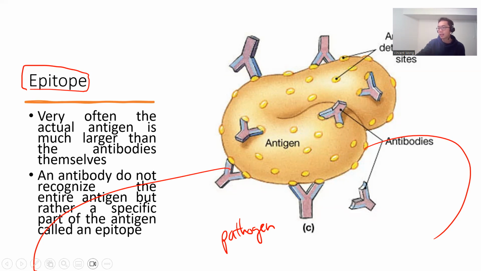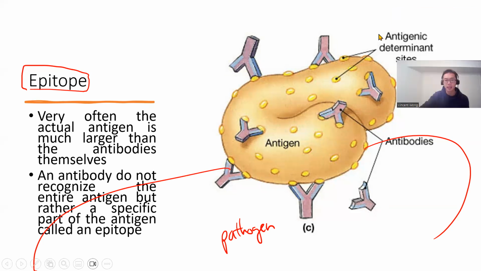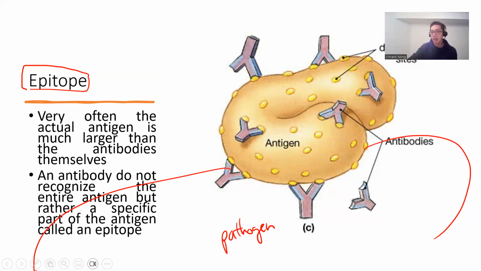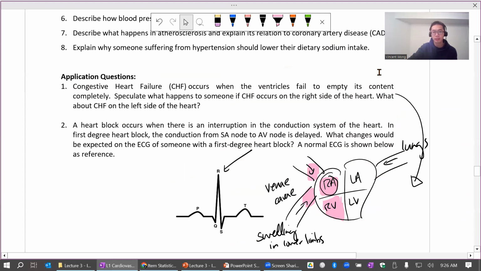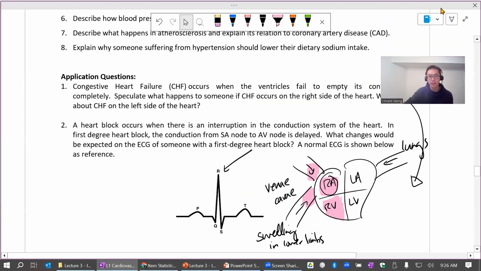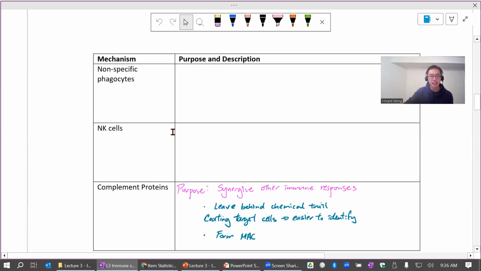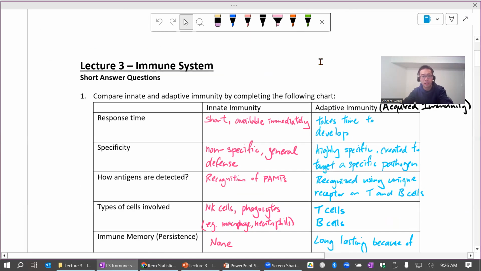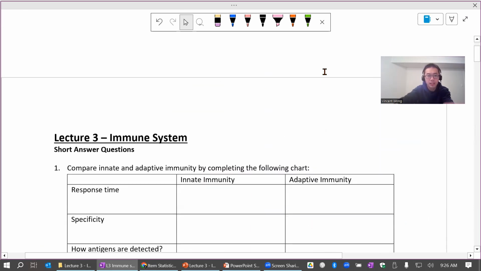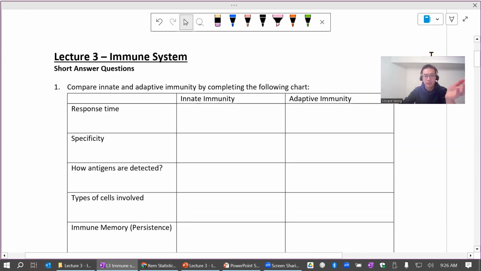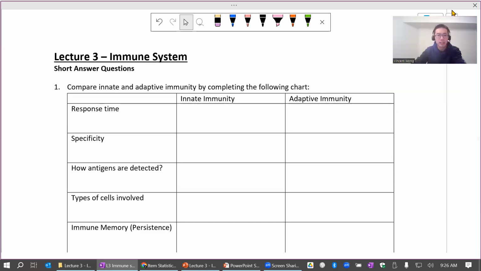So let's pause for a second. I have told you a lot of things, and I understand this can be overwhelming. So if you have the study guide, maybe we can go here and fill in this chart, this table. This is a nice summary that compares innate and adaptive immunity. Okay.